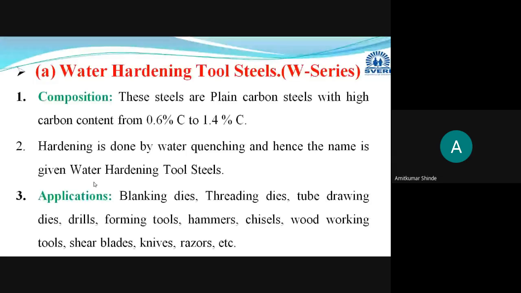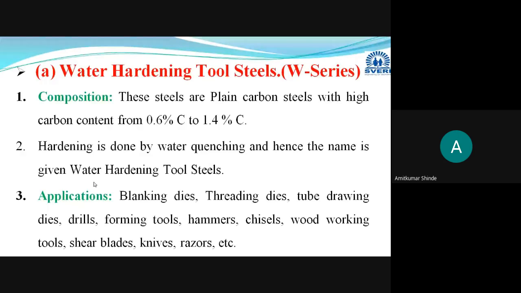Now in the first point you have to write the composition here. Water hardening tool steels are denoted by the W series. As far as their composition is concerned, generally these are plain carbon steels. No alloying element is present here. Plain carbon steel means only iron and carbon will be there. No further extra alloying elements are there.